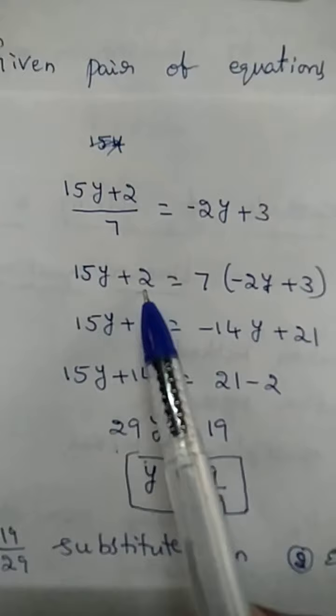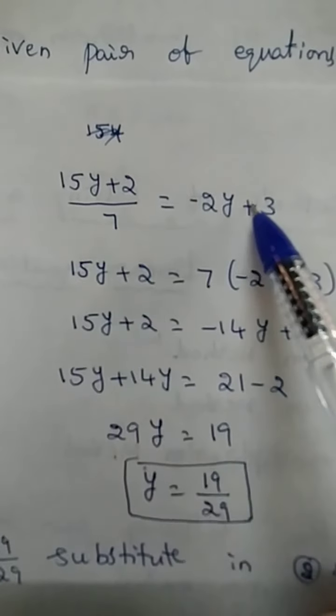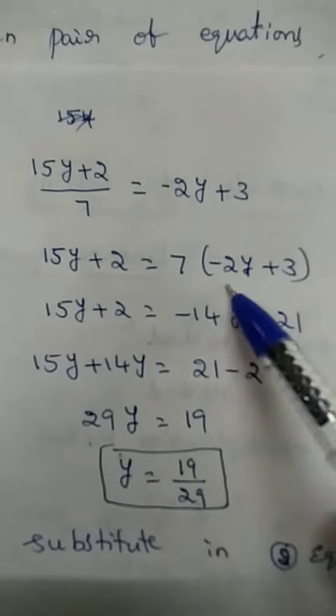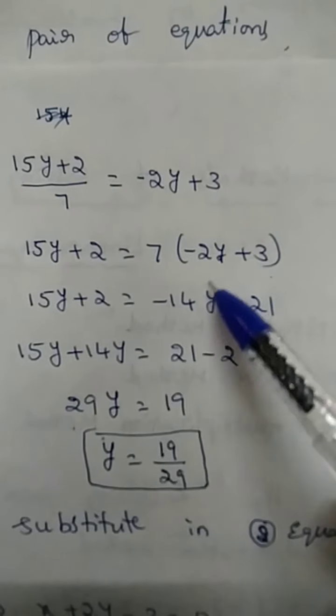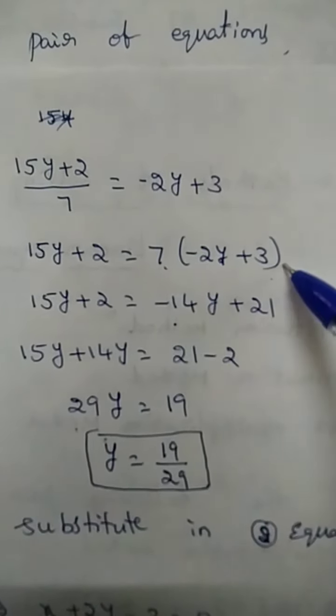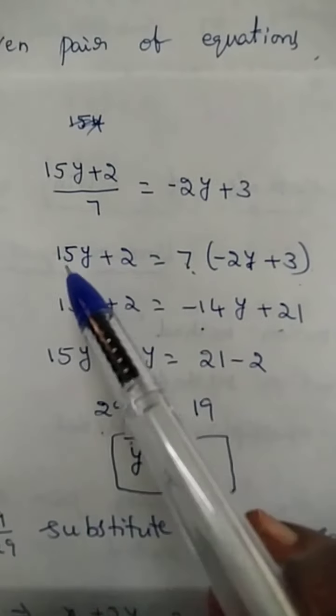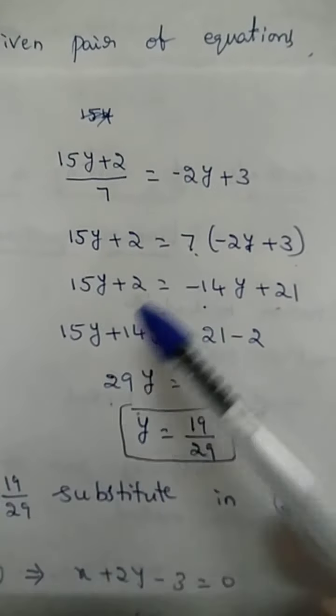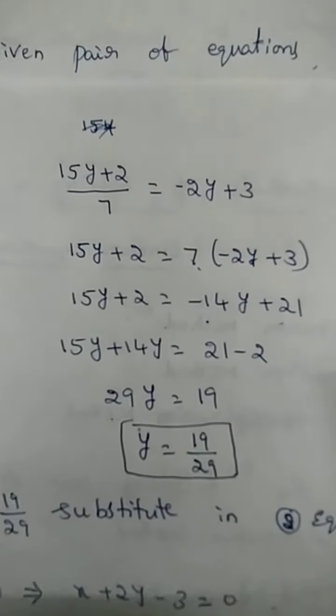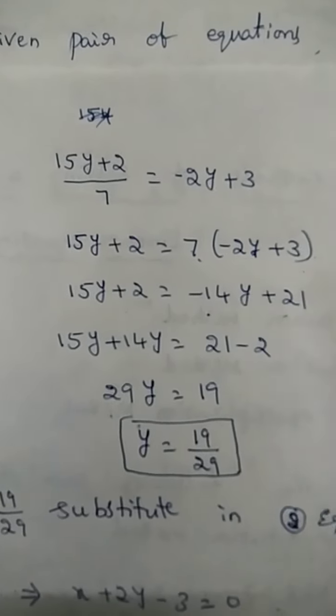Coming to this, 15y plus 2, by 7 should be transposed to that side, into 7, into minus 2y plus 3. 7 into minus 2y is minus 14y. 7 into 3 is plus 21. Why? Because plus into plus is plus, plus into minus is minus. Now 15y plus 2 as it is.